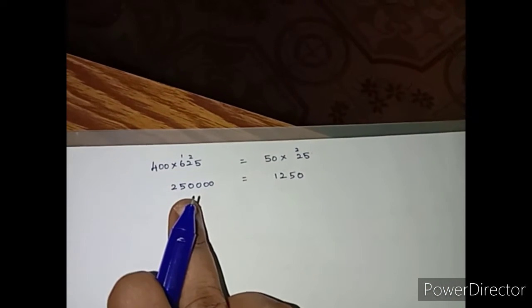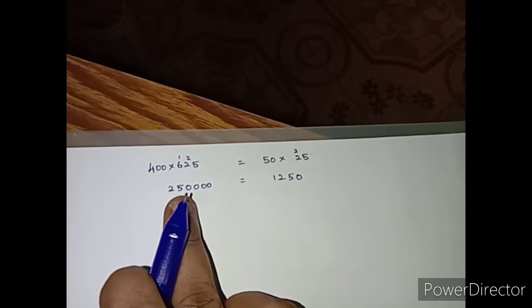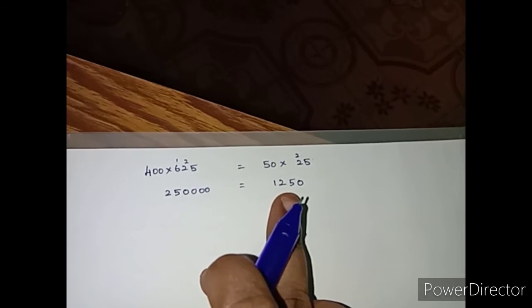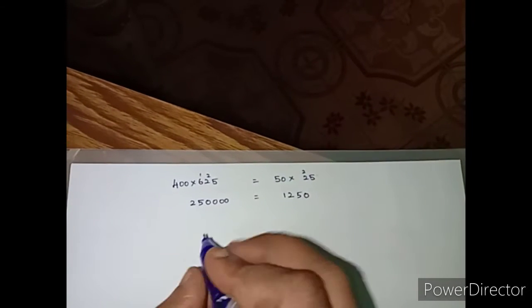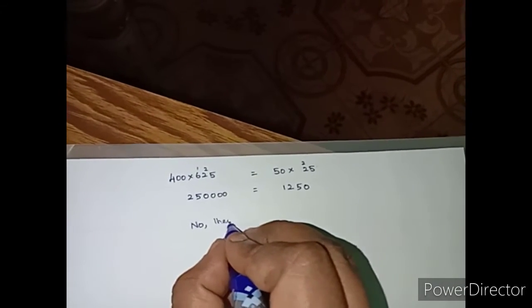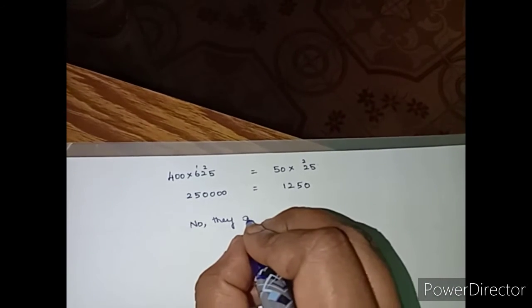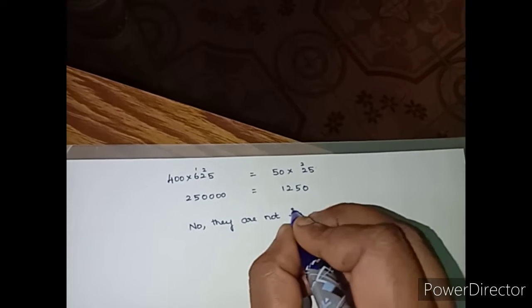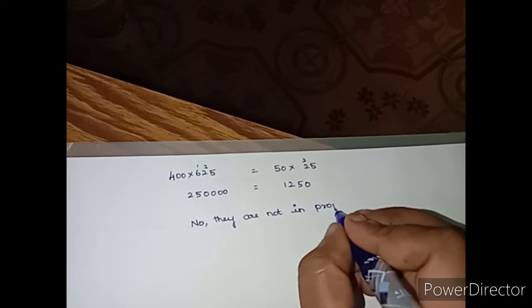Can you see? Here it is 2,50,000, but here it is just 1,250. So what is the conclusion? No, they are not in proportion.